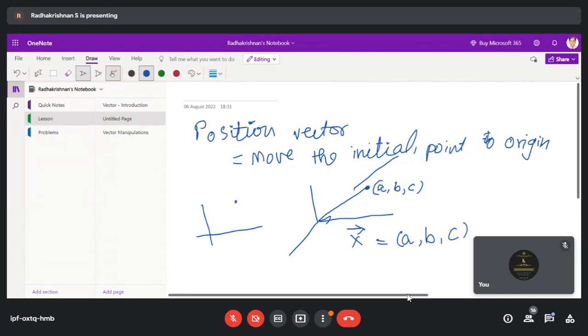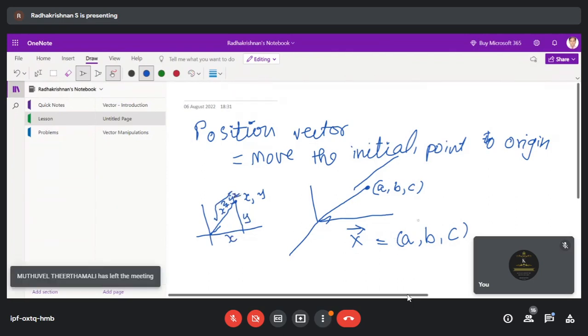So we know that if a point is (x, y), this is your x and this is your y, and the distance will be the square root of x square plus y square. That is your Pythagoras theorem, right? We can extend it to a three-coordinate system. The distance from the origin to (a, b, c) we call r. Okay, that is the distance.